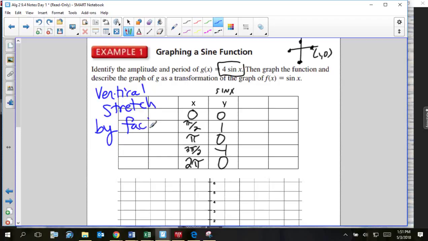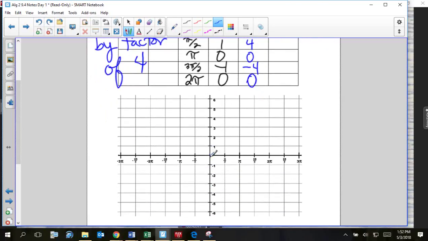So when you describe a transformation, you do a vertical stretch by a factor of 4. So in my table, I'm going to multiply which values by 4? Vertical, y. Look how easy those were to multiply. So now I graph my outermost x and my outermost y. I'm graphing 0, 0, pi over 2.